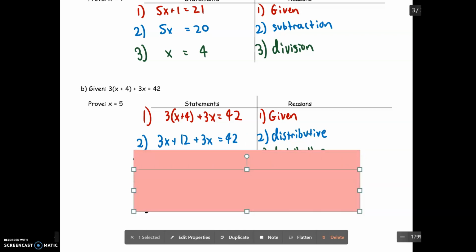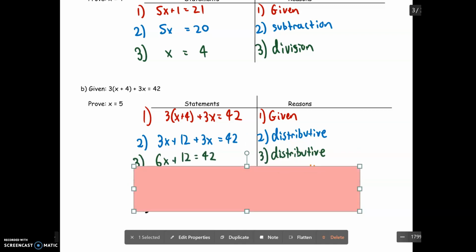So for the next step, you could list a couple different things here for your reasoning, and I would accept it. If you said something like combine like terms, I get where you're coming from. 3x plus 3x does make 6x. In the book, a lot of times you're going to see this called distributive property, so I just listed that as well. But as long as you know that you're just collecting those 3x terms together on that left-hand side of the equation, distributive, combine like terms, I would accept all of that for reasoning there.